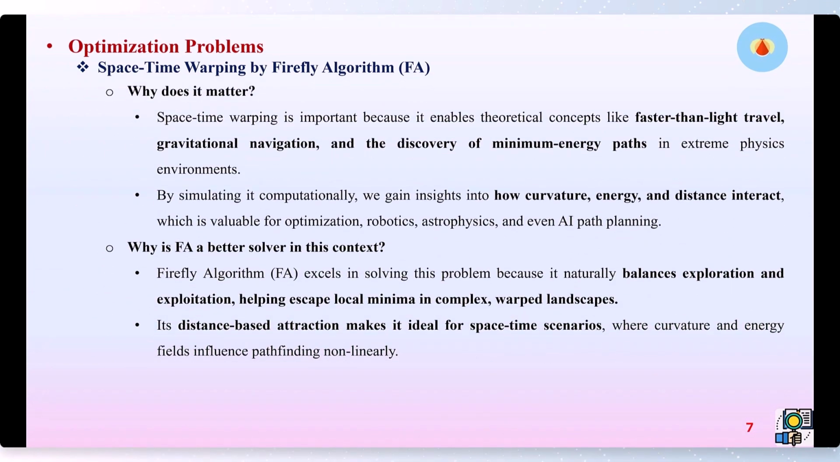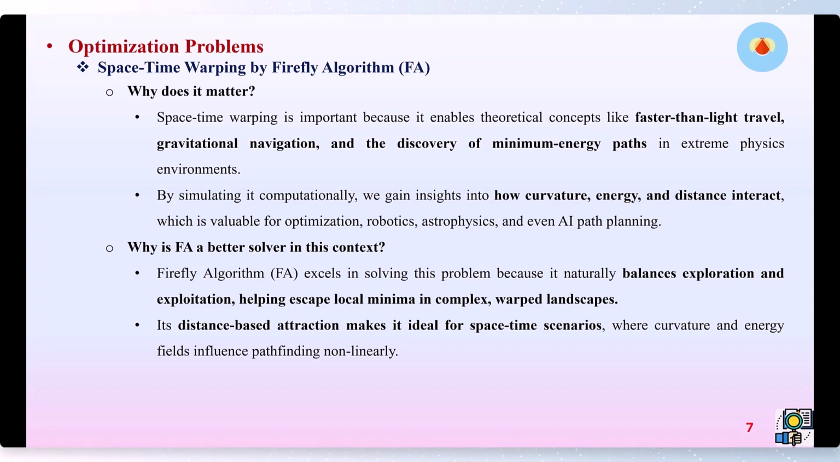So why does this topic matter? Space-time wrapping is important because it enables theoretical concepts like faster-than-light travel, gravitational navigation, and discovery of minimum energy paths in an extreme physics environment. By simulating it computationally, we gain insight into how curvature, energy, and distance interact, which is valuable for optimization, robotics, astrophysics, and even AI path planning.